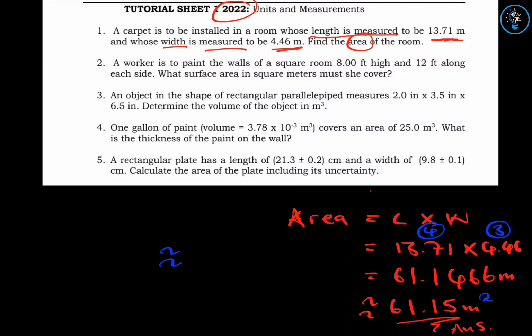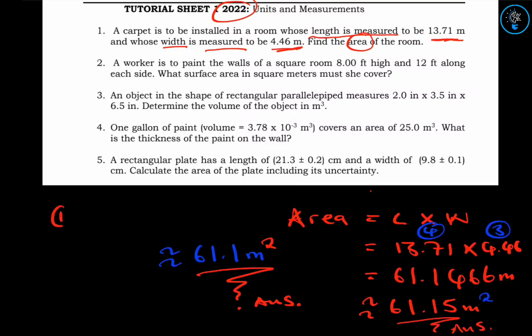So our answer must be 61.1 meters squared. So as you can see, the question was not easy at all. So that's how you answer a question of this kind.